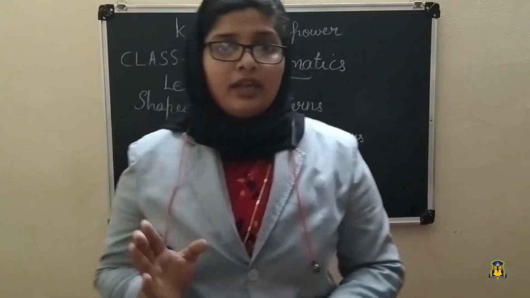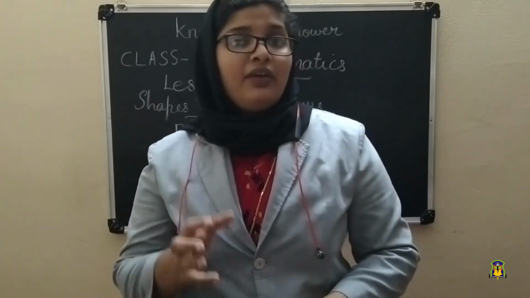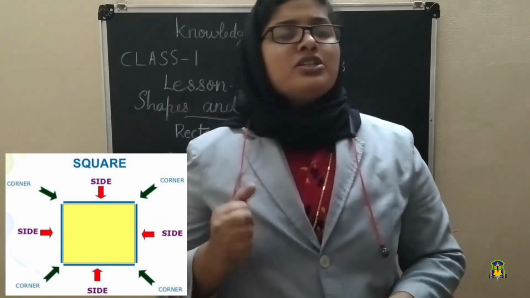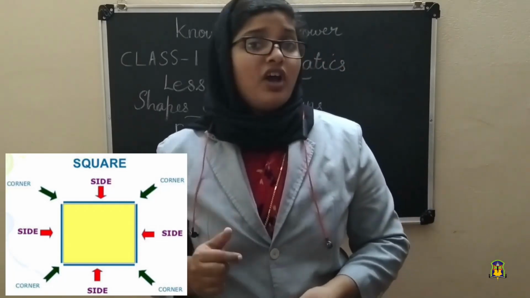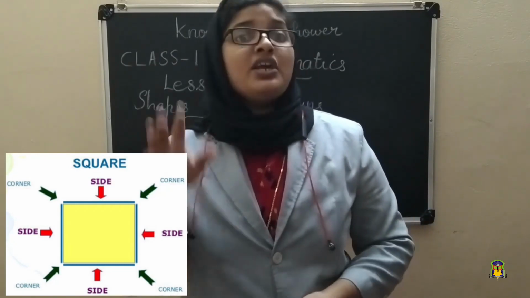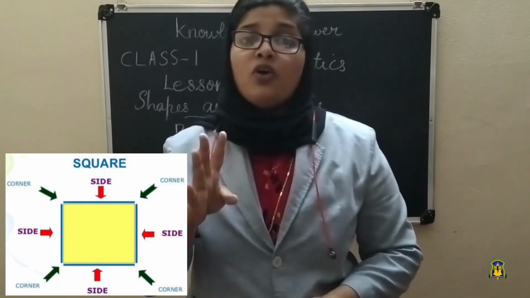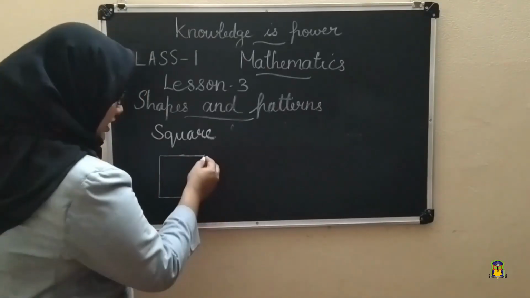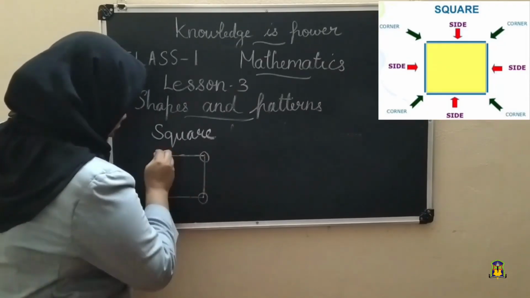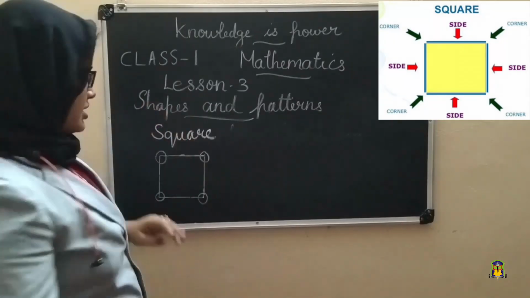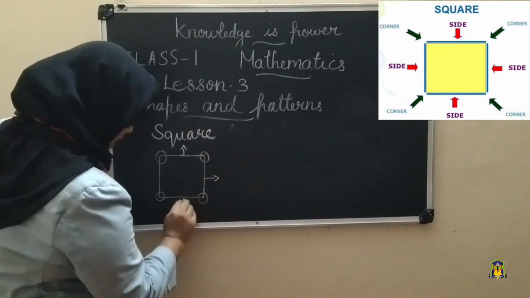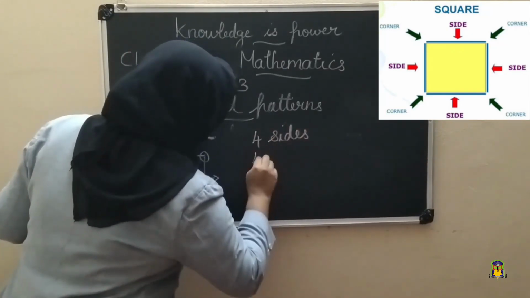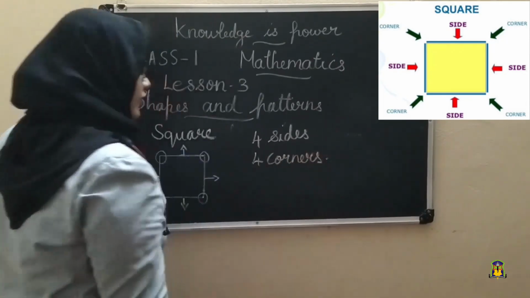Now, all of you, look here. You can see another shape. Can you identify the shape? Yes. This is a square. So, how many sides does a square have? Yes, a square has 4 sides and 4 corners. Look here. This is a square. How many corners are there for a square? 4 corners. Then, how many sides are there? Yes, 4 sides. So, 4 sides and 4 corners.